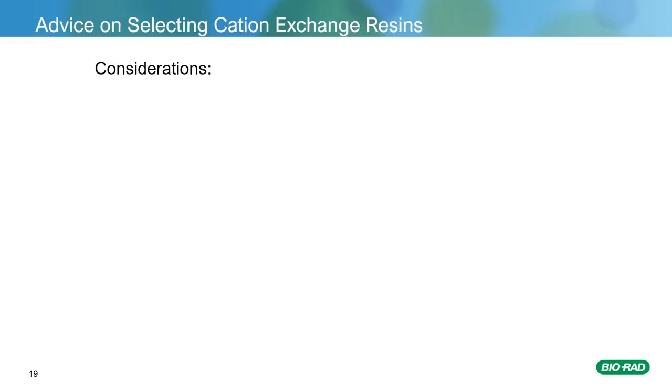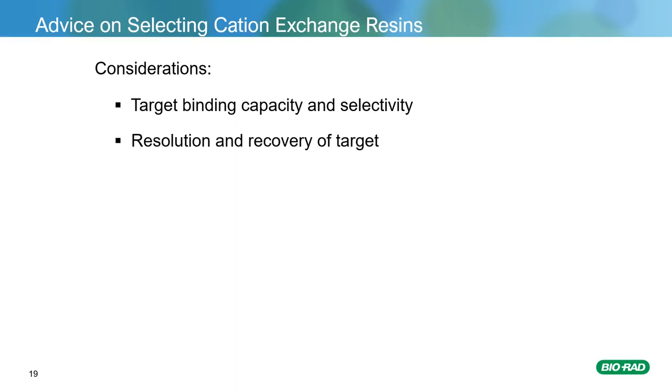Finally, I'm just going to offer a little advice on selecting cation exchange resins. So some things to consider: your target binding capacity and selectivity, to make sure that you have the right resin for your application. You want good resolution and recovery of your target, as shown by the earlier studies with HRS. If you're not able to get all your target off due to, say, on-column aggregation, this could be a challenge. This also rolls into impurity removal, by having a resin that can selectively remove undesirable impurities. You can improve your yield.